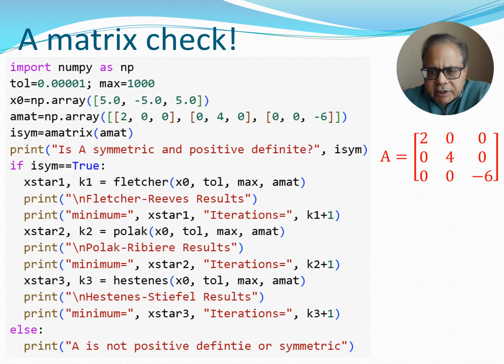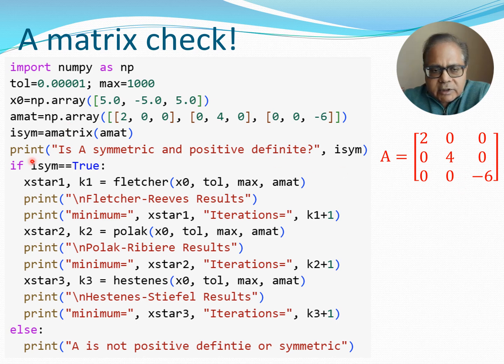Now let us just check the case where we input a matrix with a -6 here, which I have put here. In this case, you of course know that the eigenvalue is going to be -6 here. So this is not positive definite, though it is a symmetric matrix.